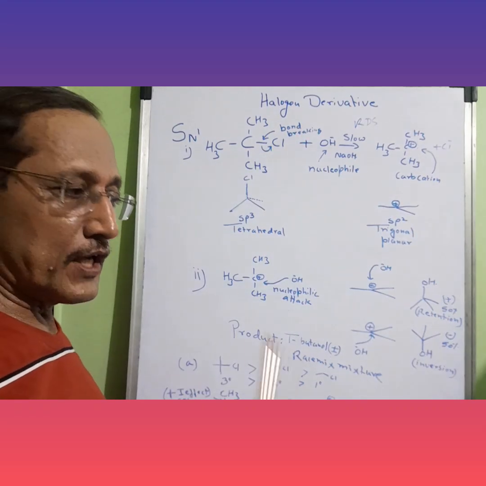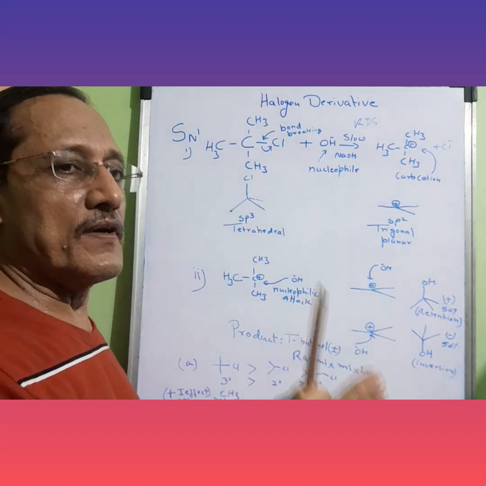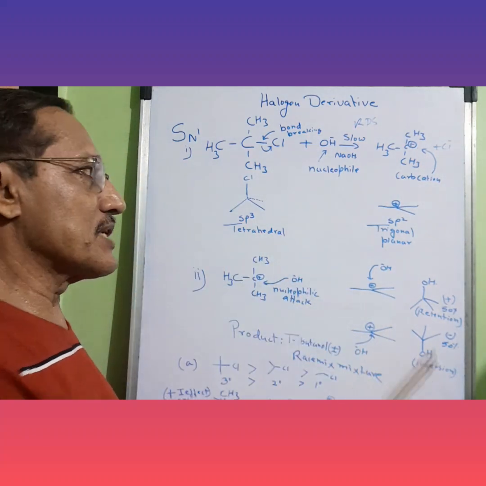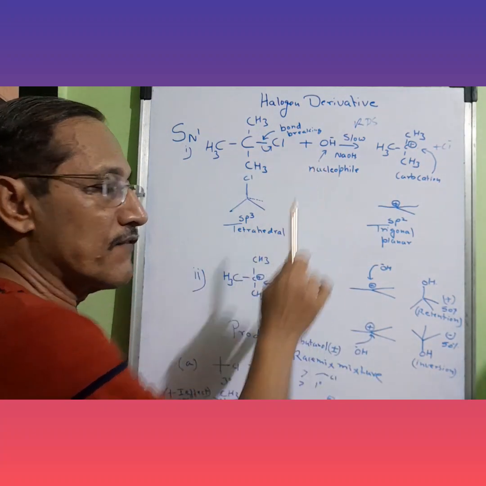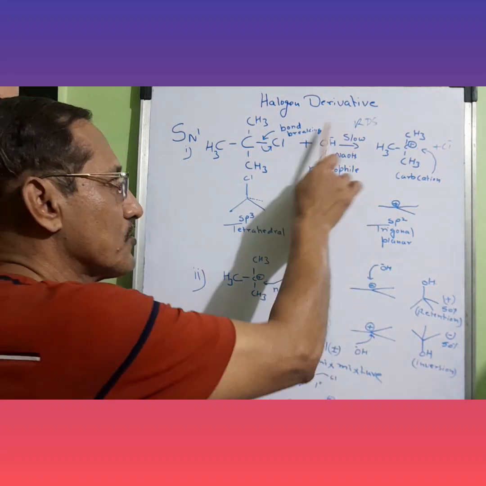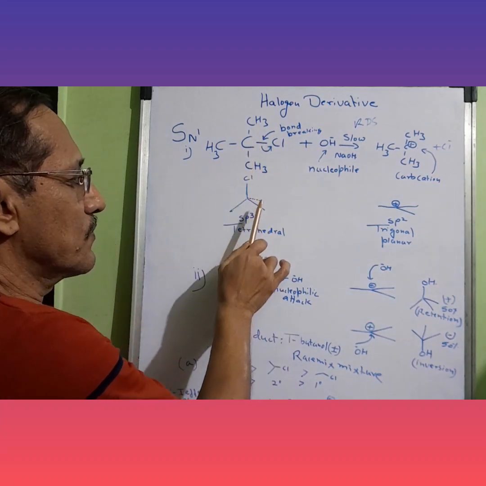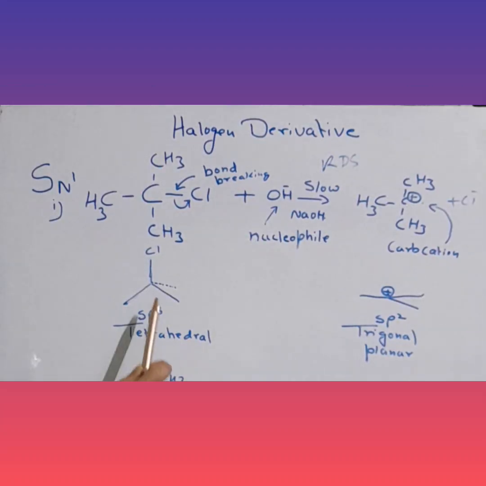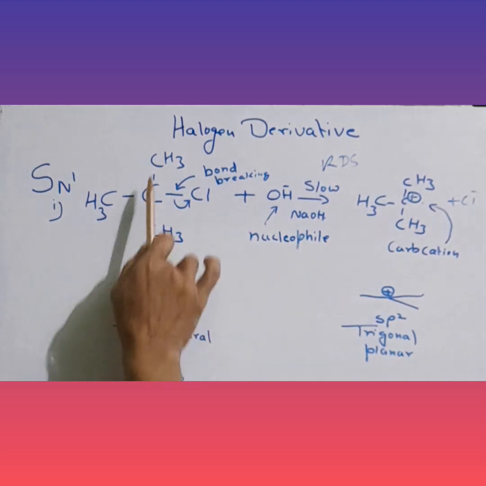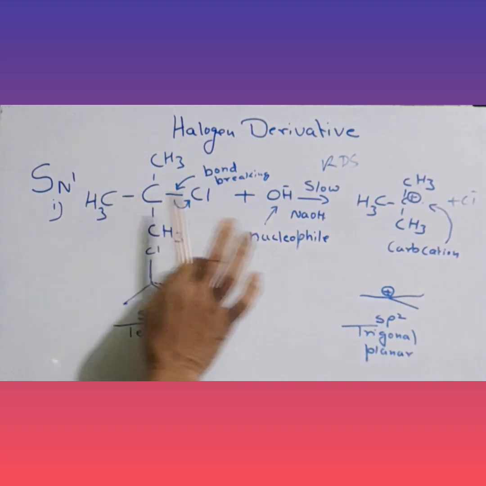What do you mean by nucleophile? A nucleophile is one which has excess of electrons or is negatively charged. Nucleophile means nucleus loving; the nucleus is positive, so it has to be rich in electrons. Now if I see the structure over here, it is a tetrahedral structure in the sp3 hybridized state. Assume the Cl to be at the top. So what happens in step 1?